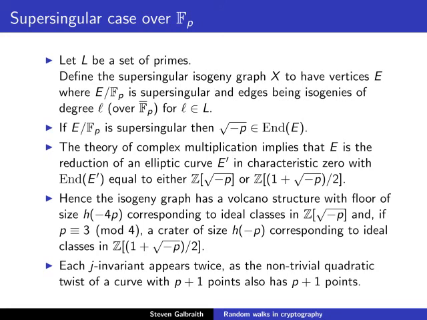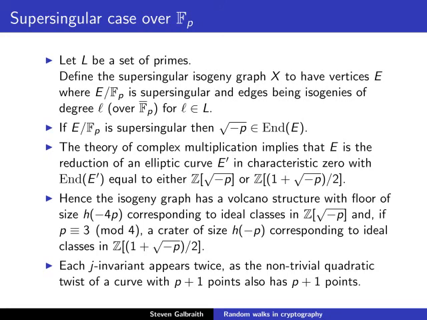And then you can just do Deuring lifting, and you can identify all such supersingular curves with curves in characteristic 0, whose endomorphism ring is either Z[root minus p], or if this is possible, Z[(1 plus root minus p)/2]. So you've got some set of isomorphism classes of supersingular curves over Fp, and you can basically think of these things as being ideal classes in this ring. And it basically becomes like the ordinary case again.